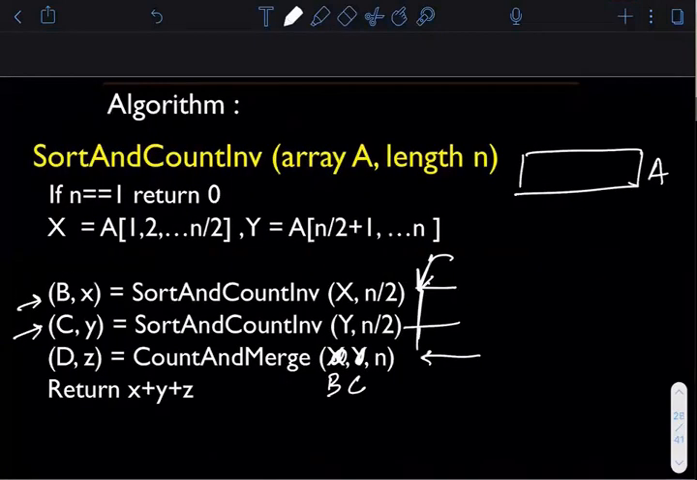Any further question? B is sorted X, absolutely. B is sorted X and C is sorted Y.